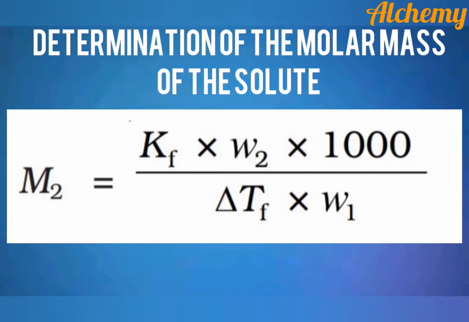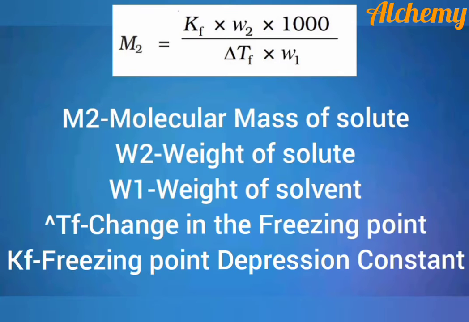The equation to find the molar mass of solute is given by Kf × W2 × 1000, the whole divided by ΔTf × W1, where M2 is the molecular mass of the solute, W2 is the weight of the solute, W1 is the weight of the solvent, ΔTf is the change in the freezing point, and Kf is the freezing point depression constant.